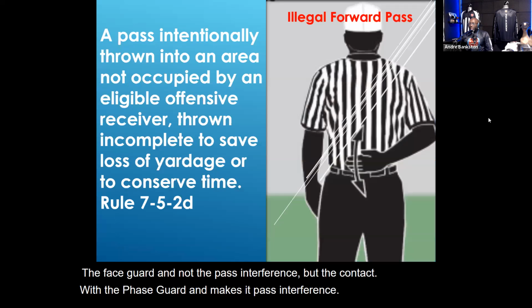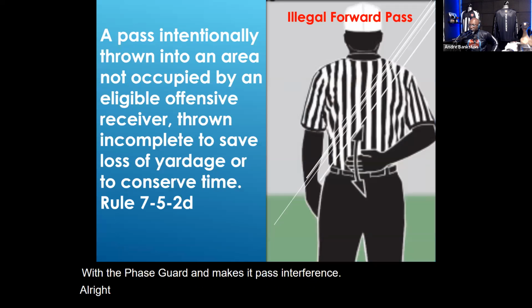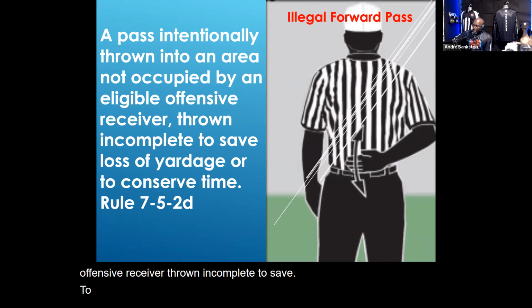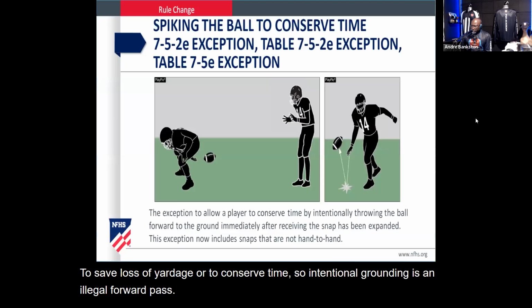All right. So, a pass intentionally thrown into an area not occupied by an eligible offensive receiver, thrown incomplete to save loss of yardage or to conserve time. So intentional grounding is an illegal forward pass. However, there are two exceptions to that.